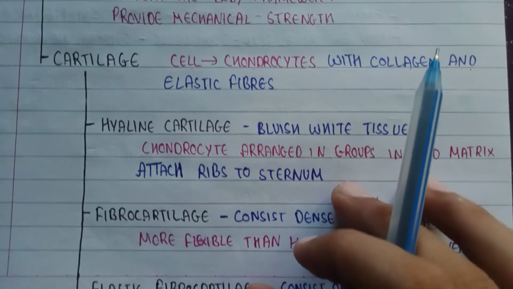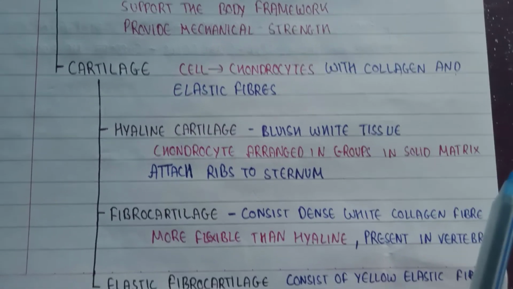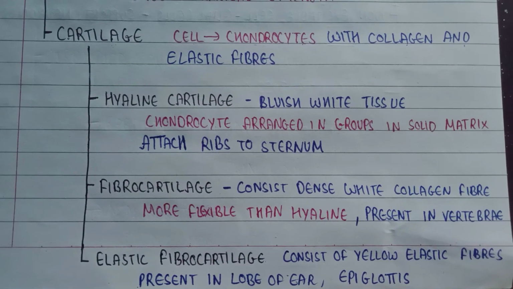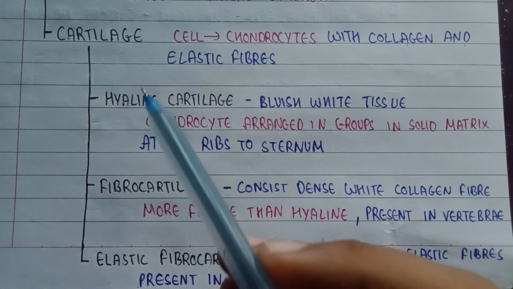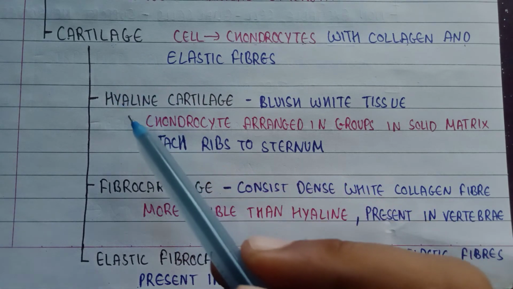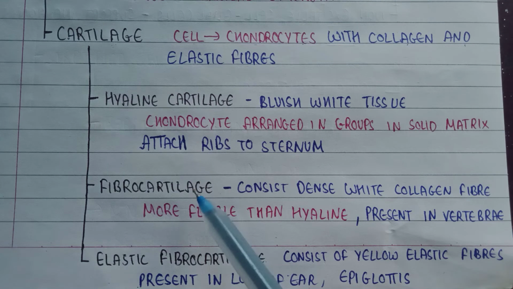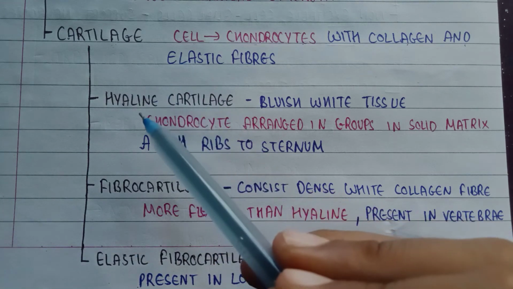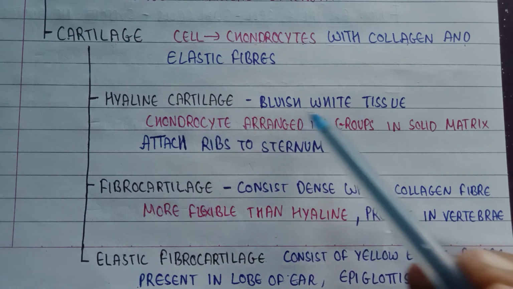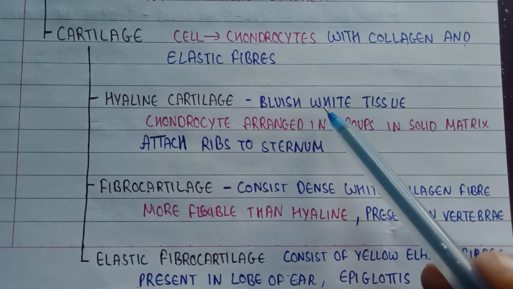Now further we have also divided the cartilage into three types. Cartilage is divided into hyaline cartilage, fibrocartilage, and elastic fibrocartilage. The hyaline cartilage is bluish white tissue in appearance. The color is bluish white.